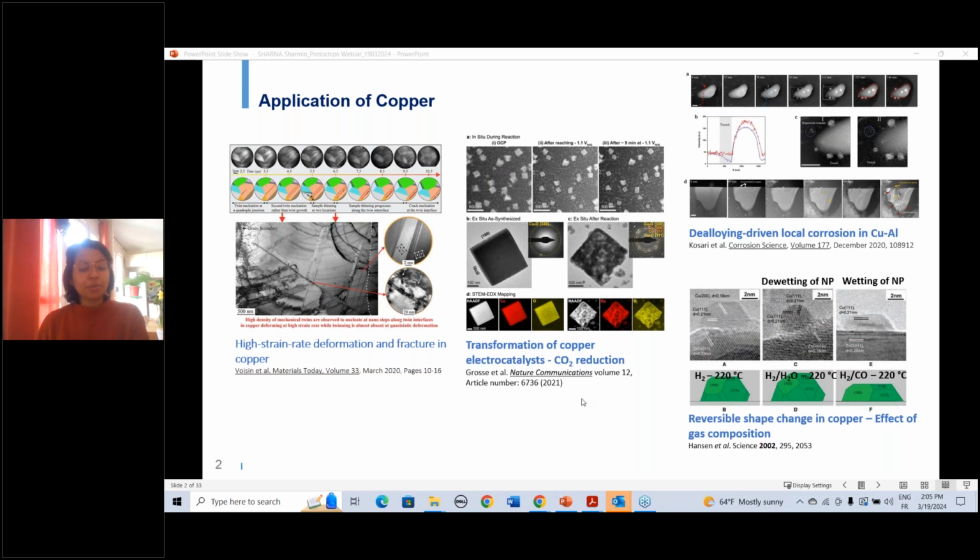Here in the case of electrochemical CO2 reduction, how the material undergoes changes due to applied potential, or what happens to copper alumina alloy during the corrosion process where you see phase segregation. Or in the case of catalysis, how the effect of different gases changes the surface morphology as well as the catalytic properties.